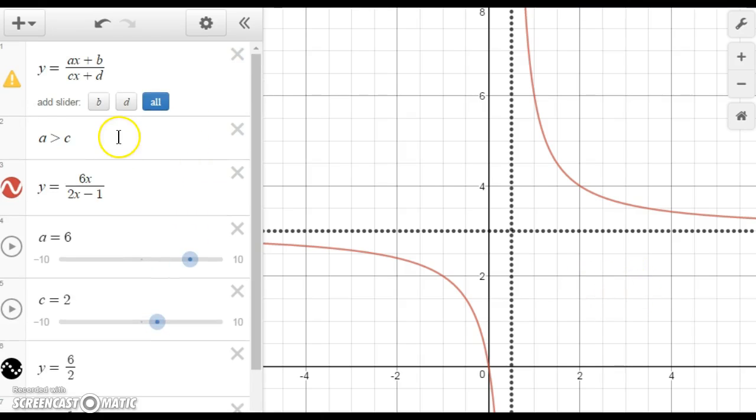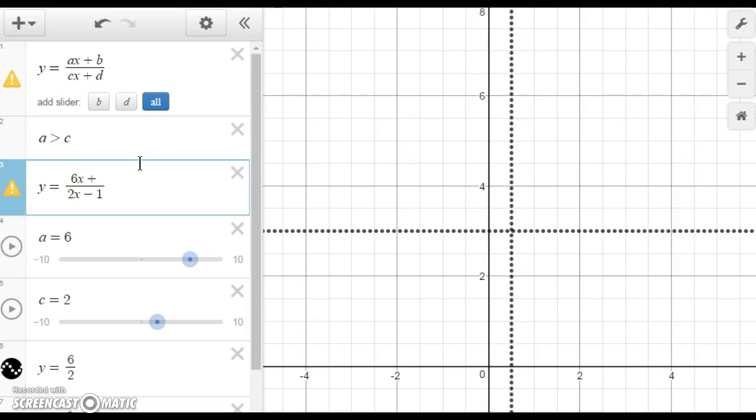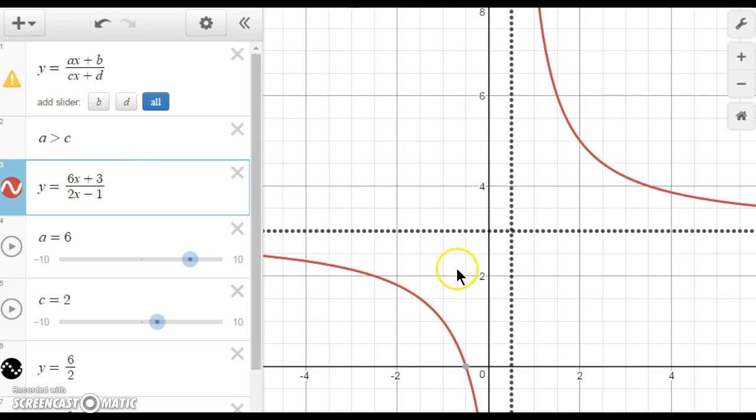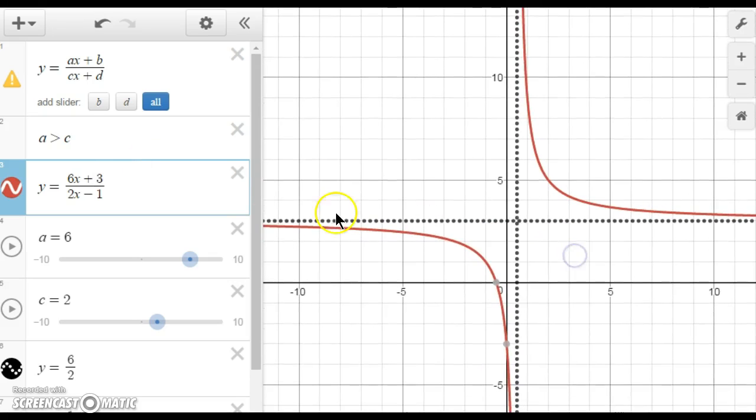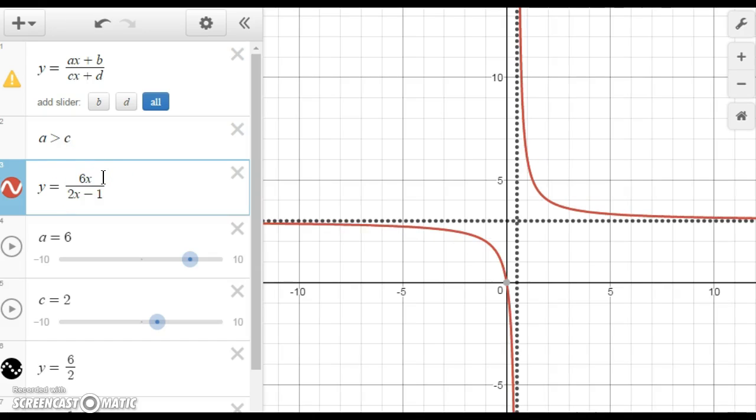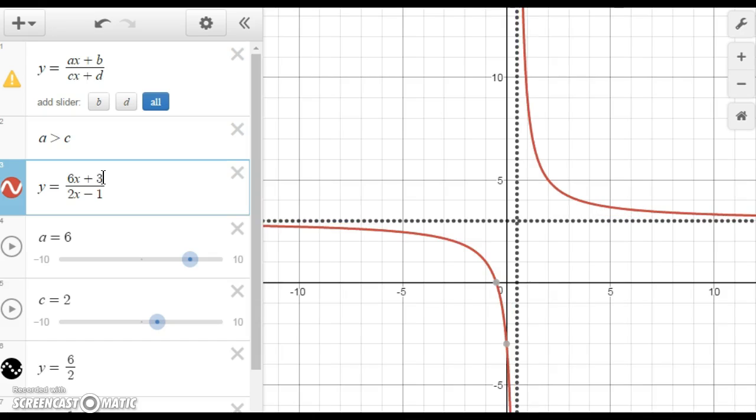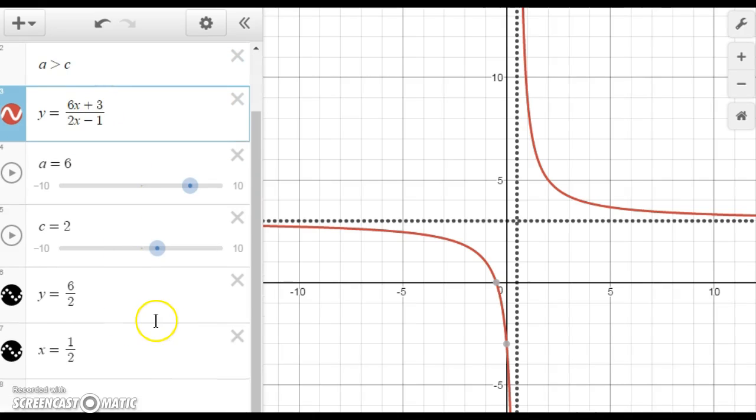Now, you might be wondering, what does the b do? So let's give it a try. If I add a plus, say plus 3, does the graph change? The graph did change, but does it make a difference to my horizontal or vertical asymptote? So this is without the 3, this is with the 3. My horizontal asymptote and my vertical asymptote stay the same.